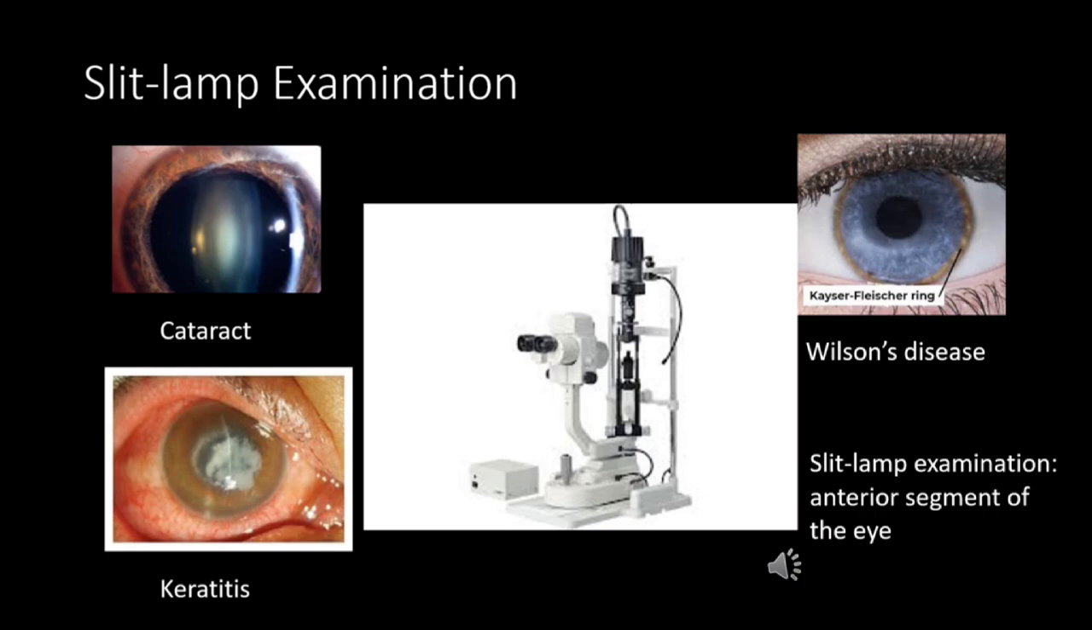And here we have the slit lamp examination, which demonstrates any abnormality in the anterior segment of the eye, which is from the cornea until the posterior part of the iris. Some abnormalities that we see are cataract, keratitis, and Kayser-Fleischer ring, such as in Wilson disease.